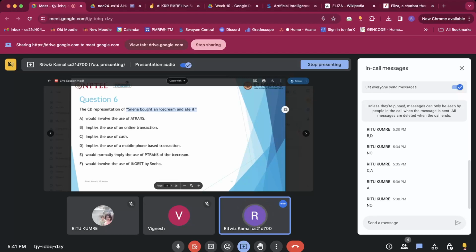Yeah, the current question tells us that we have an English sentence which is highlighted in the shared screen over here, and we have to select which of these options would be true for the correct conceptual dependency representation of this English sentence. Okay, so you can also join us and think about the correct options, and then we can discuss the solutions.